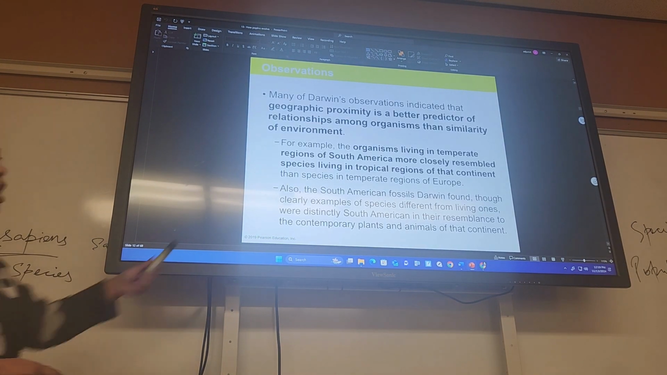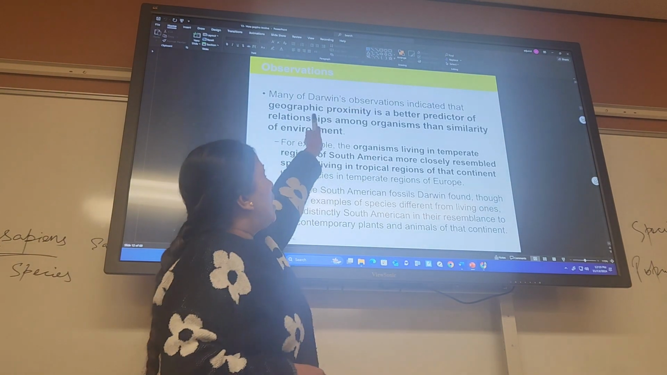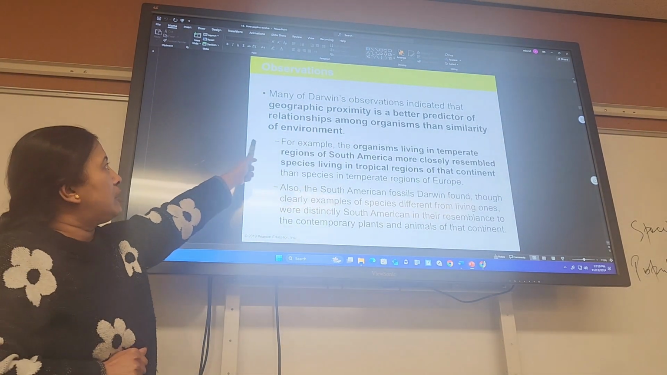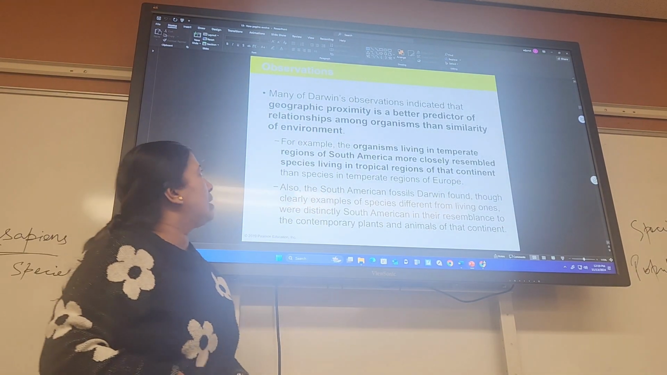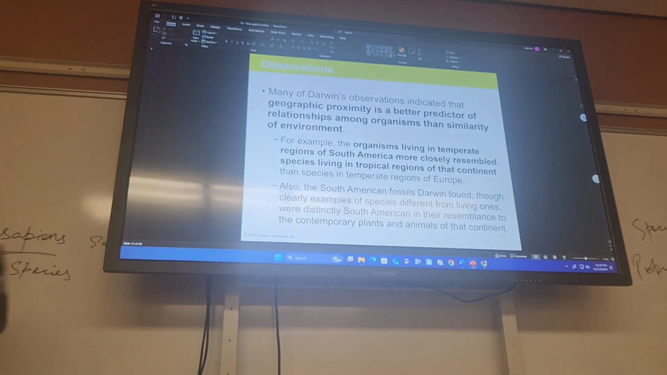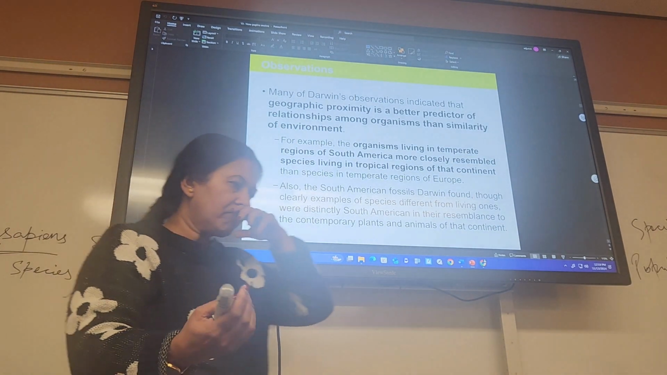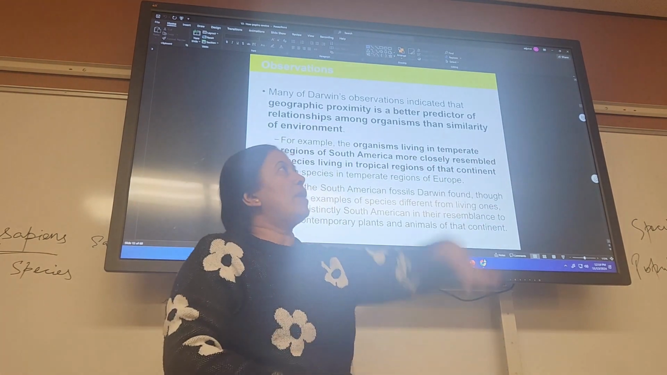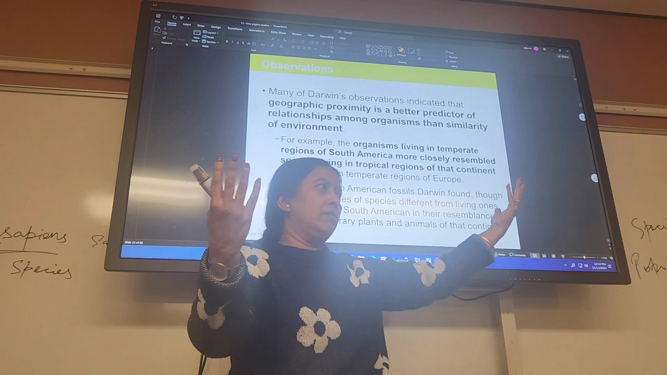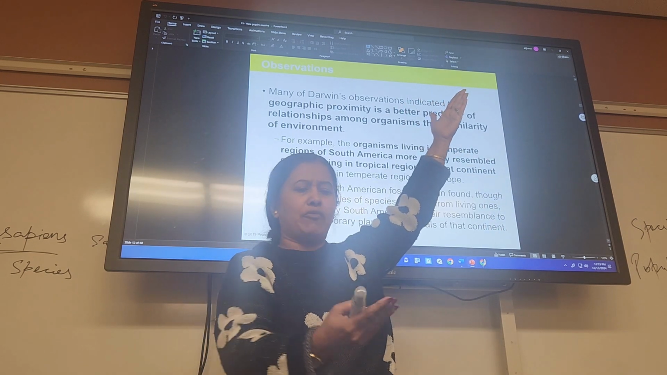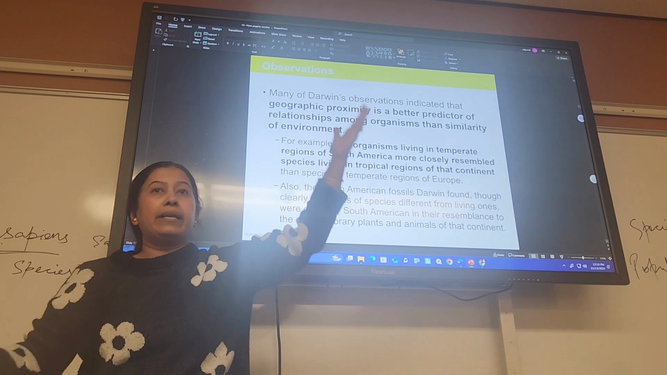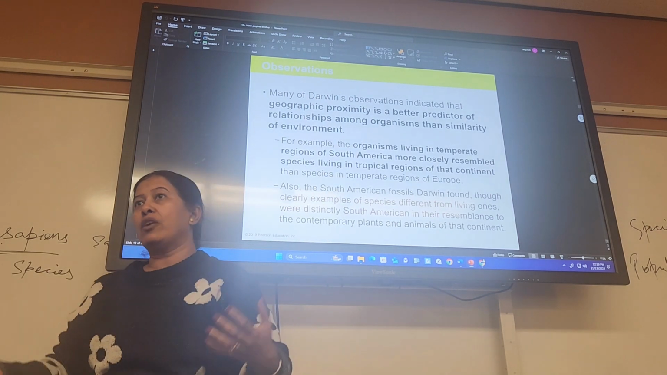And one of his first observations was that geographic proximity is a better predictor of relationships among organisms than similarity of environment. What does that mean? That means when he was, let's say, in South America, at a place where there's a mountain and then the valley, the environment at the top of the mountain is very different from the environment in the valley. The top of the mountain will be very cold, ice covered. The valley was warm, green.